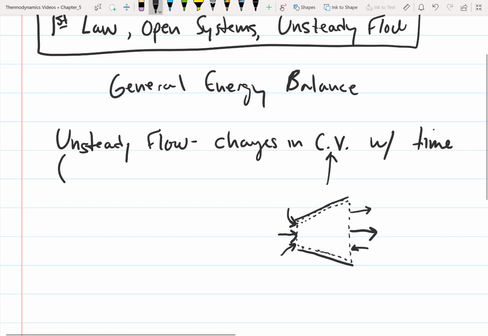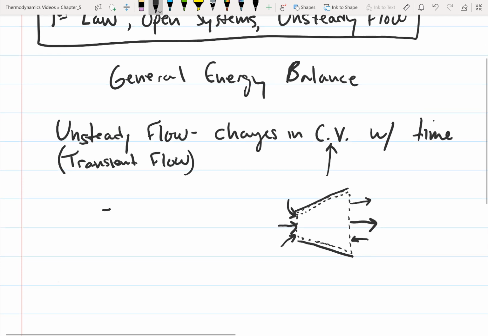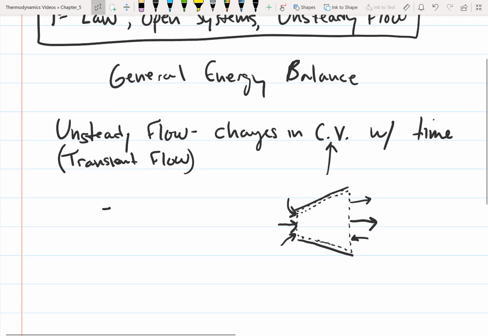I do want to mention that this unsteady flow is also called transient flow. So you'll see it called both things. And this unsteady flow could apply to a few different problems. The ones that we're going to be mostly interested in here are if you're blowing up a balloon or if you're inflating a tire, the mass inside your balloon or your tire is going to be changing with time. So we say that that's transient flow.